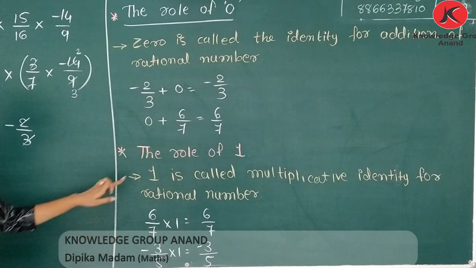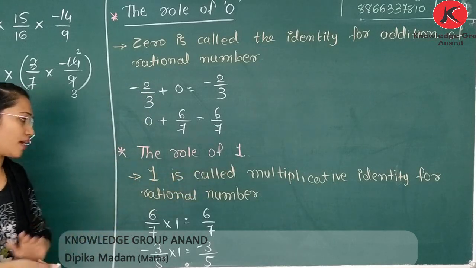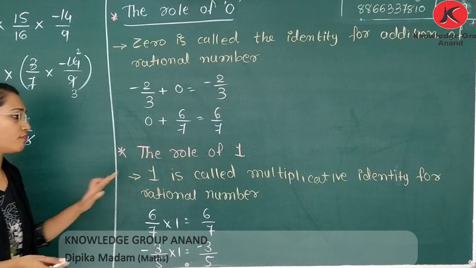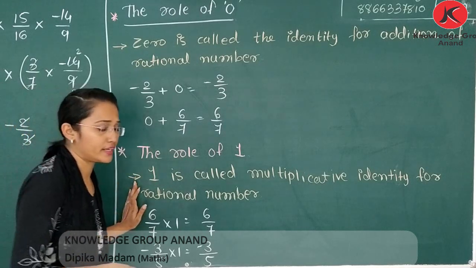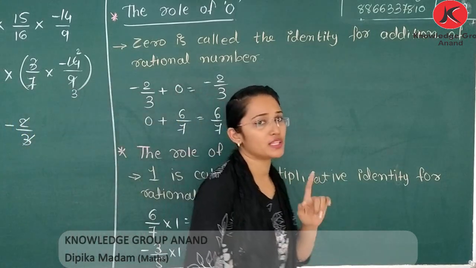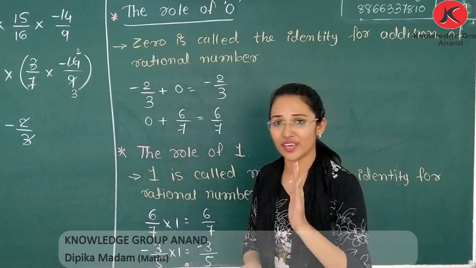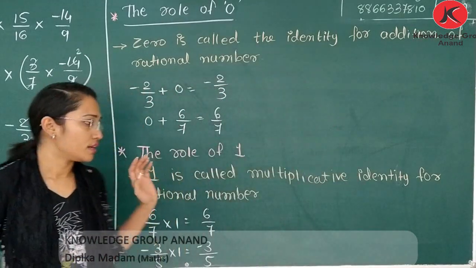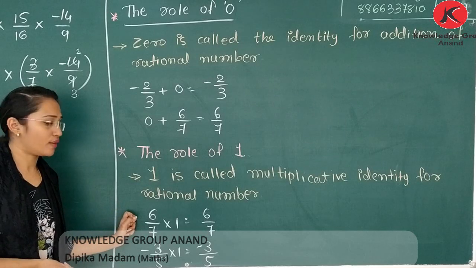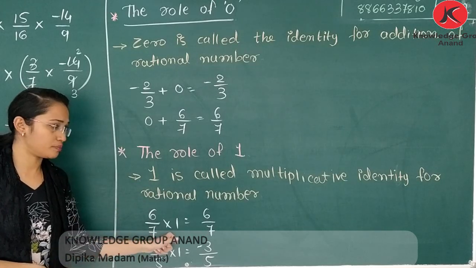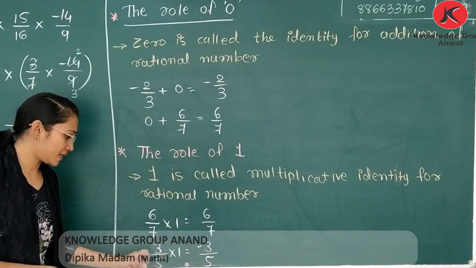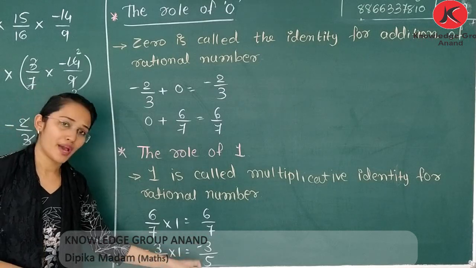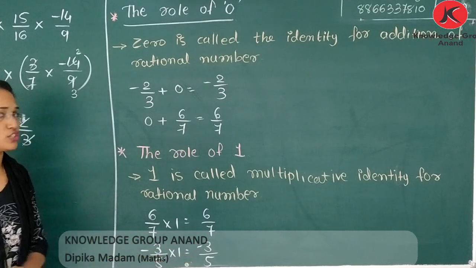The role of 1. 1 is called the multiplicative identity of rational numbers. Why? Because if you multiply any number by 1, you get the same number. That's why 1 is called the multiplicative identity. Here 6 by 7 multiplied by 1 gives 6 by 7, and minus 3 by 5 multiplied by 1 gives minus 3 by 5. So you get the same rational number.